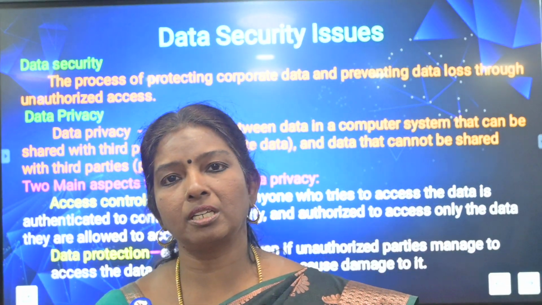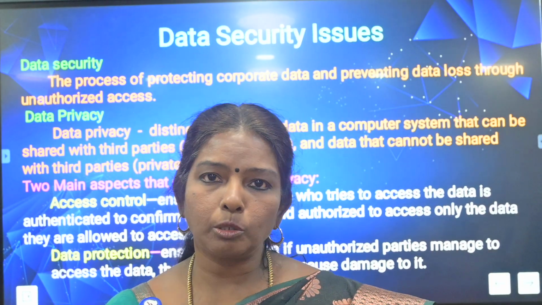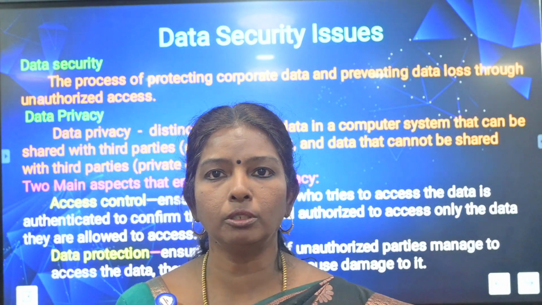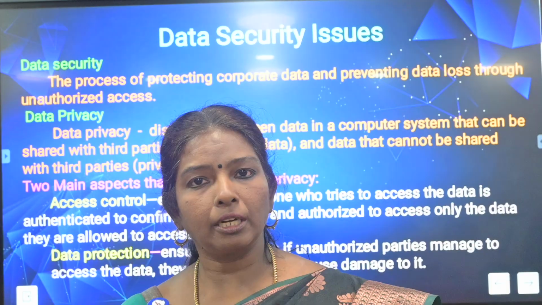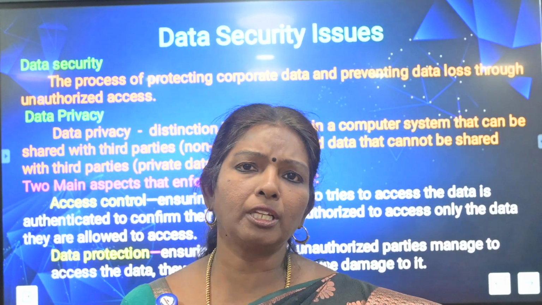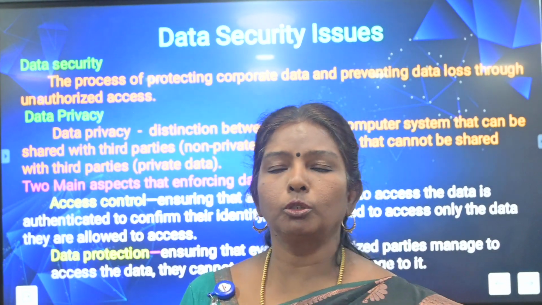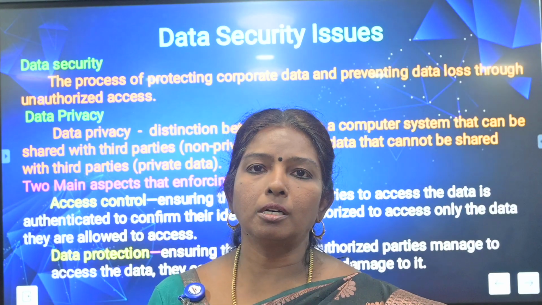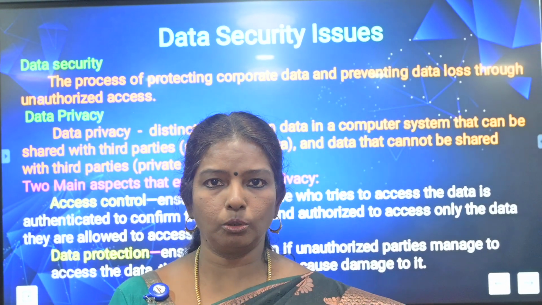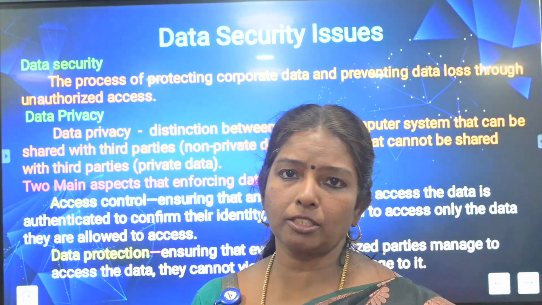Data privacy is nothing but a small distinction between which data is to be shared with third parties and which data is not to be shared with third parties. That means who are the real authorized users and who are the unauthorized users, who are not intended to use that data. So the two important concerns about data privacy are access control and data protection. What is access control?